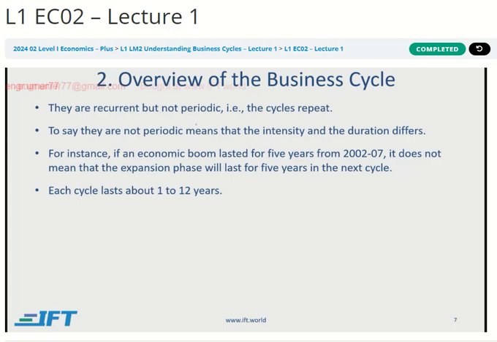They are recurrent but not periodic, right? So the cycles do repeat, but the intensity and duration differ. So let's say, for example, the economic boom from 2002 to 2007 was 5 years. But then does that mean the next one will be 5 years or more or less? Nobody knows, right? And then you have this huge variation from cycles as short as 1 year to as long as 12 years. So that is definitely a big difference.